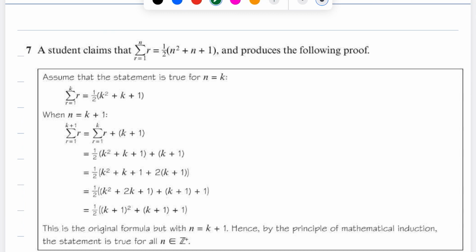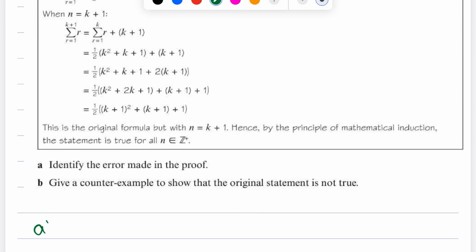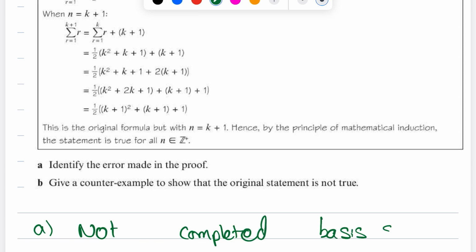There is no basis step. The first thing is nothing but what? There is no basis step. No, not completed. What he says, not been completed? Not completed the basis step. Give a counter example to show the original statement is not true. We have to prove that the original statement is not true.